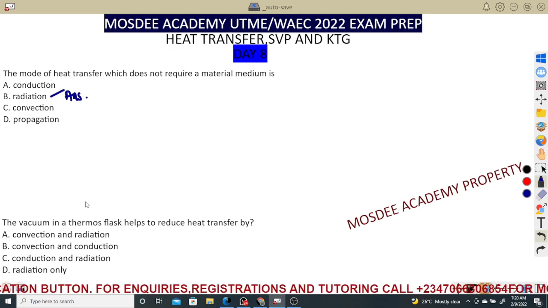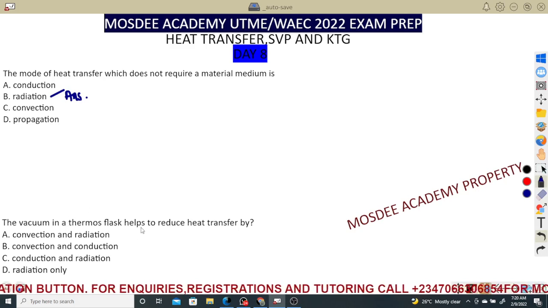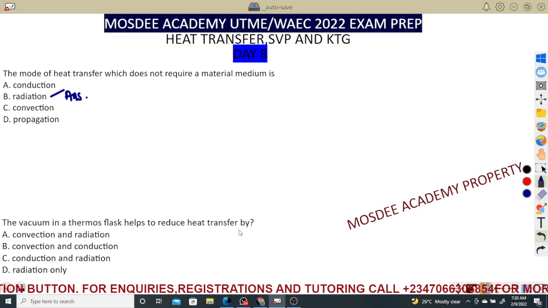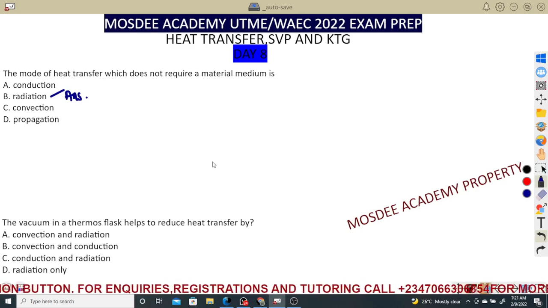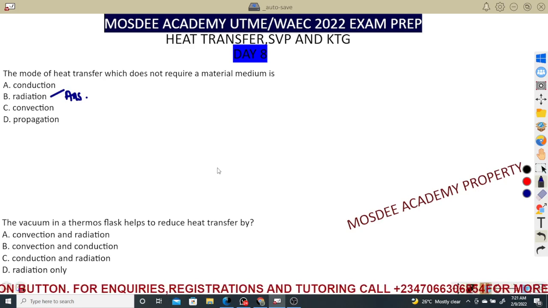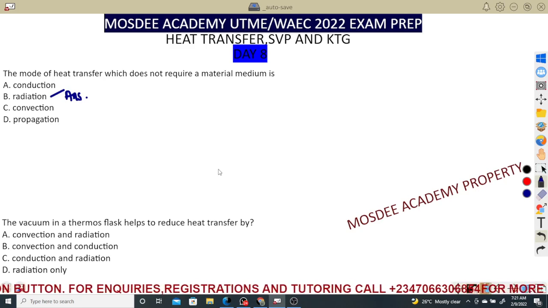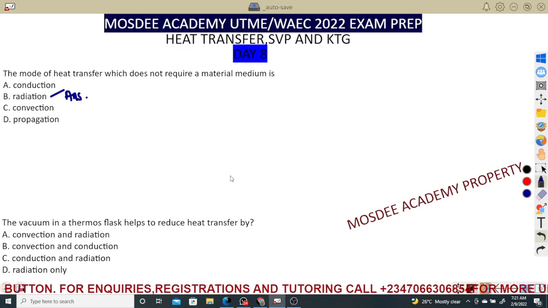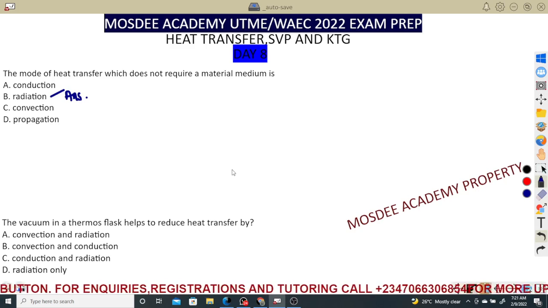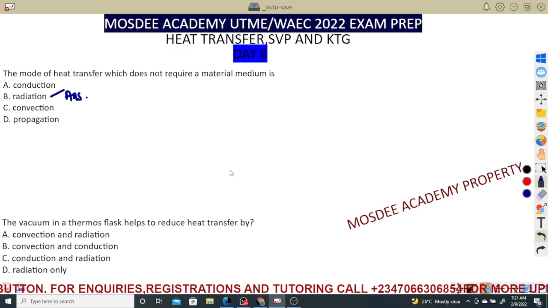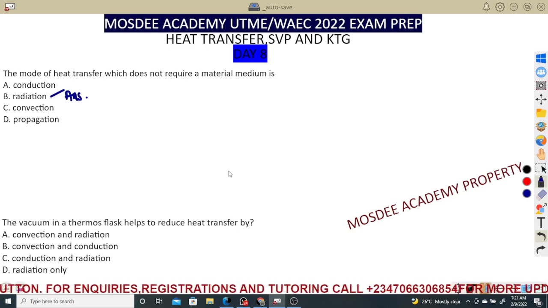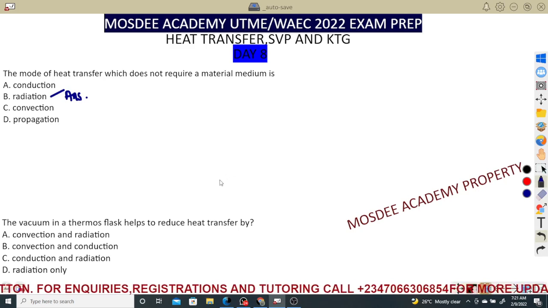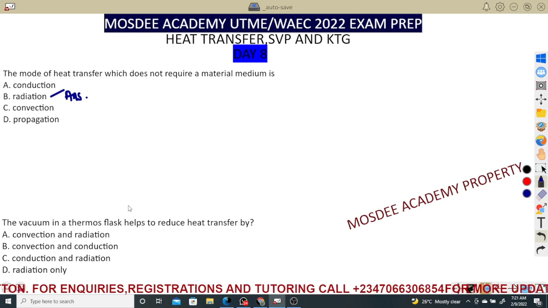The next one. The vacuum in a thermos flask helps to reduce heat transfer by dash. Now, like what we talked about just now, radiation is a mode of heat transfer that does not require a material medium, as heat can be transferred through vacuum. Electromagnetic waves can pass through vacuum. So please understand that. For non-electromagnetic transfer, conduction and convection cannot occur through vacuum, as we have already discussed.